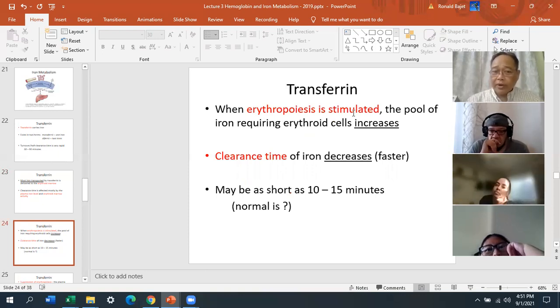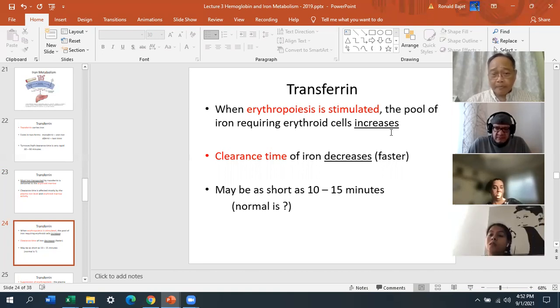Erythropoiesis is the production of red blood cells. It's now stimulated because of the car accident, because of the gunshot wound or stabbing. You lose all that blood. Your body is smart. It's going to want to replace that blood by increased production of erythropoiesis in the bone marrow. Therefore, the pool of iron requiring erythroid cells will increase. The iron requiring erythroid cells are the erythroid portion of the bone marrow. It's going to tell those erythroid cells, hey, you guys need to go to work. You guys are going to overtime now because we need to crank out RBCs.